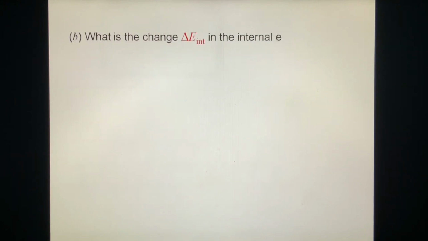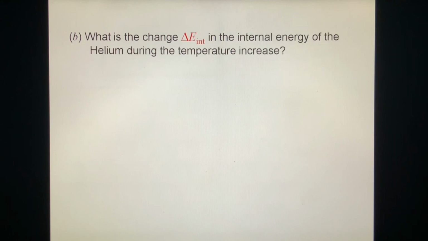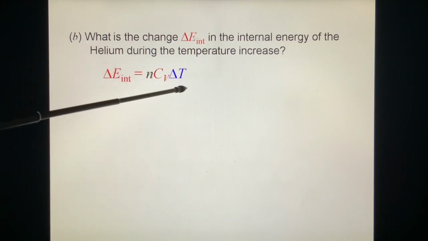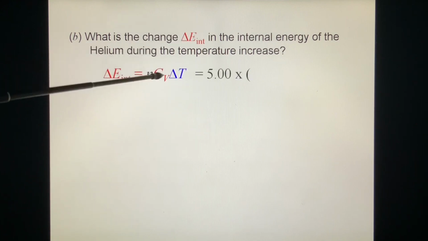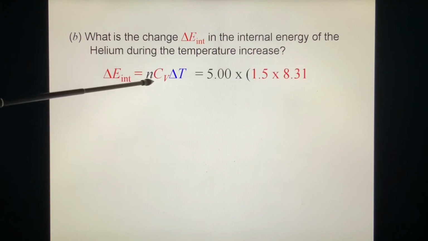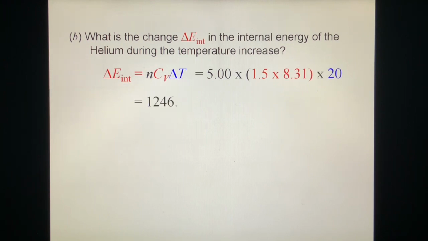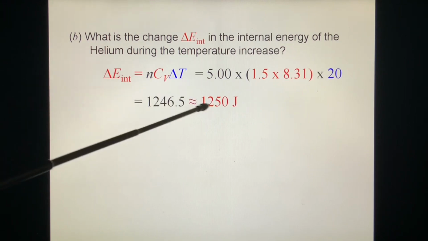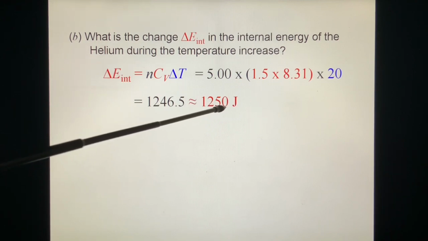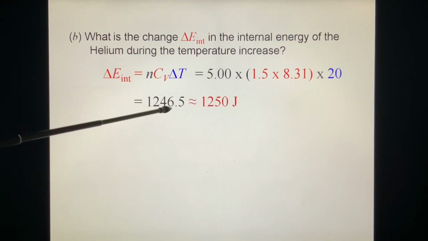Question B. What is the change delta E internal in the internal energy of the helium during the temperature increase? Whatever the process, delta E by formula is always nCV delta T. Okay, this CV is 3/2 R. This n is 5, this is 20, so I put it inside, and we get delta E. Taking three significant figures, you get 1.25 times 10 to the 3 joules.